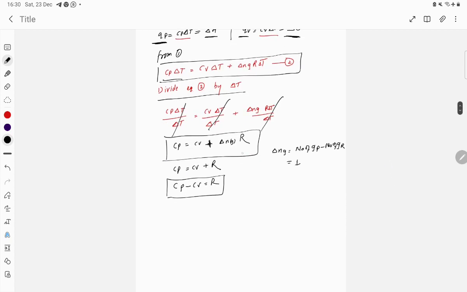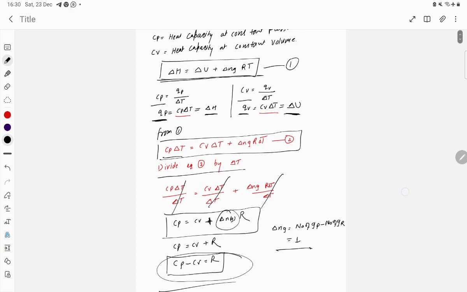Now what will happen, student, if delta ng is equal to 1? So Cp equal to Cv plus R, so Cp minus Cv equal to R. So this is our required answer.